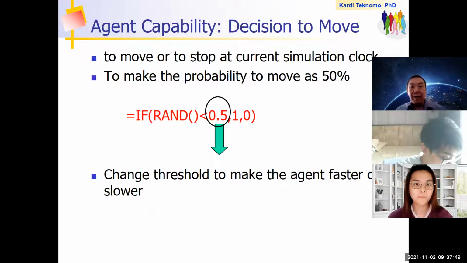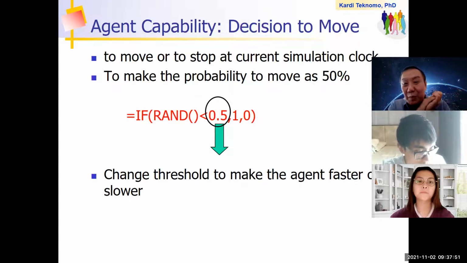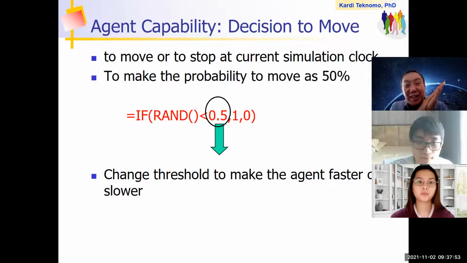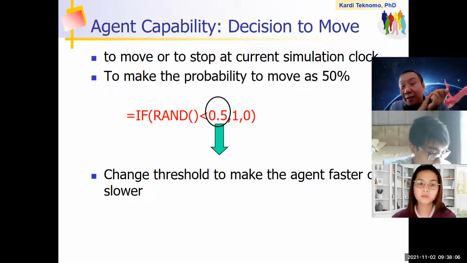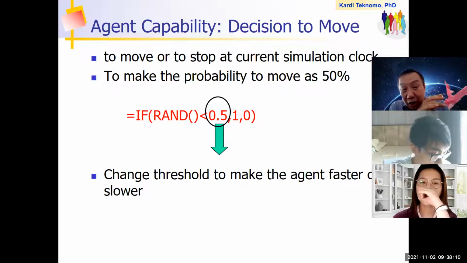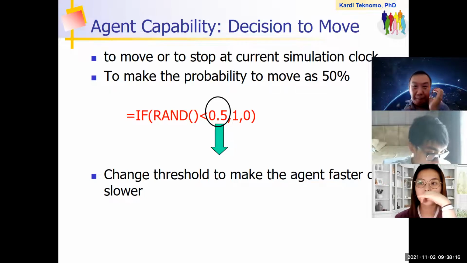How do you create the decision to move? Very easy. If the random number is less than 0.5, it's up to you, this 0.5 is a threshold that you can set, then 1 means move. Otherwise 0. So that 0.5 you can treat as the speed.